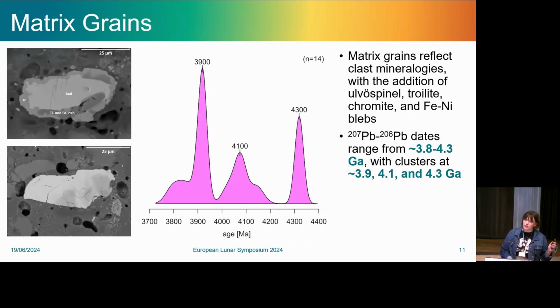I also dated a suite of matrix grains. So, matrix grains in the sample largely reflect the clast mineralogies. So, we get plagioclase, pyroxene, olivine, and so on and so forth, with the addition of ulvospinel, chromite, troilite, and iron nickel blebs. Now, we dated some apatites, some merrillites, and some zircons, two of which are shown on the left. And we have lead-lead dates, which range from 3.8 to 4.3 billion years old, with major clusters at 3.9, 4.1, and 4.3 billion years, which you can see in the kernel density estimate plot in the center there.